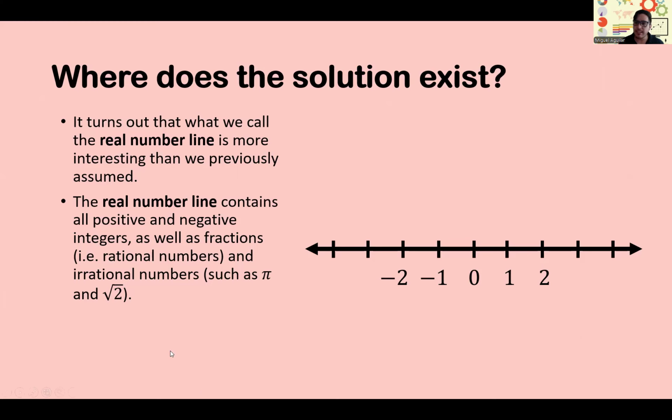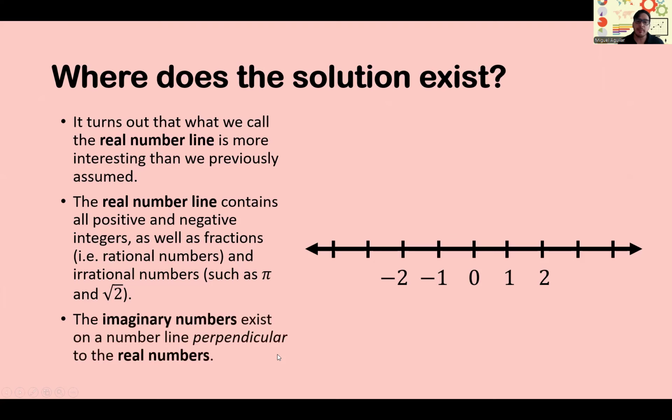Well, it turns out that the number line as you know it is a little bit more complicated than it seems. The imaginary numbers, as we call them now, exist on a number line that's perpendicular to the real number line. Okay.